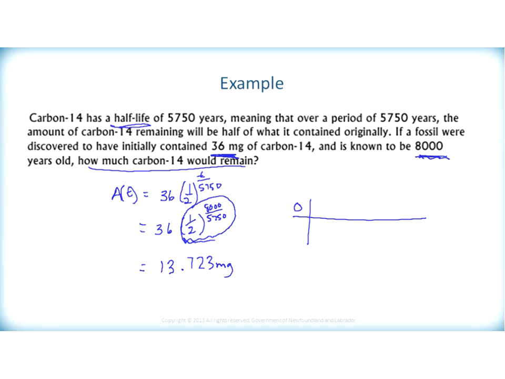Once again, let's just check the reasonableness of our answer, because we can. At 0, there's 36. After 5750, there will be 18, since it has a half-life. So after 11,500 years, there will be 9. And we know that 8,000 is somewhere in between here, and so we should get an answer in between 18 and 9, which we did.